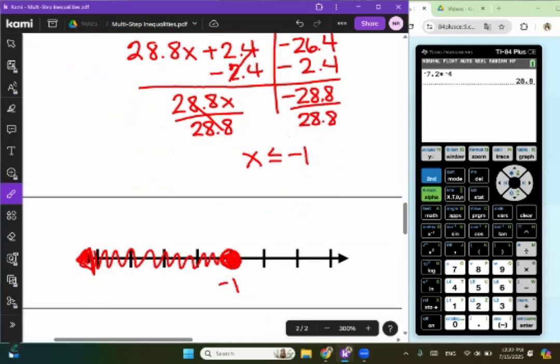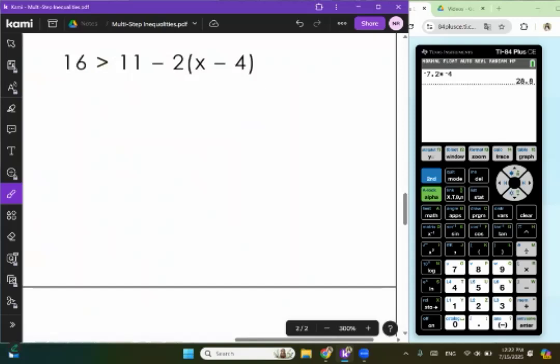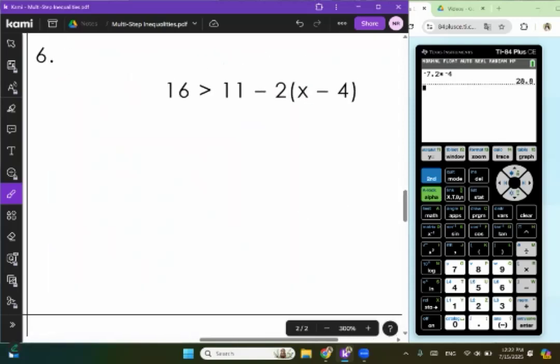Number 6. Number 6, less steps probably. I see less numbers. I don't know. Maybe it's just because of the decimals. But I do see parentheses. So the very first thing I'm going to do is distribute. Negative 2 times x, negative 2x. Negative 2 times negative 4. 2 negatives make a positive. 2 times 4 is 8.